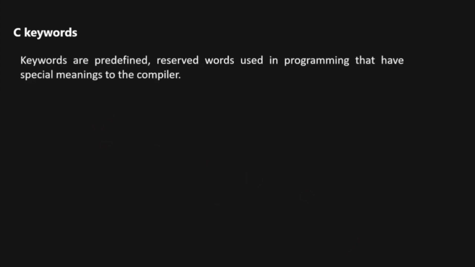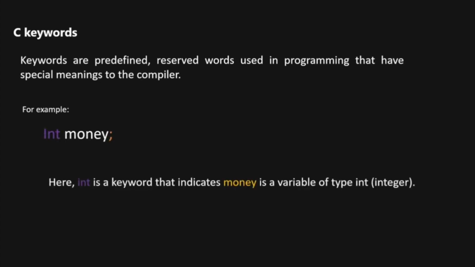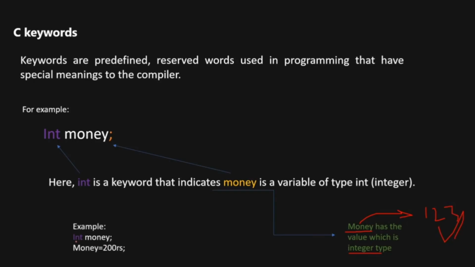Another is C keywords. Keywords are predefined reserved words used in programming that have special meaning to the compiler. For example, int money. Here int is a keyword that indicates money is a variable of type integer. Here you can see int is the keyword and money will store a value which is of integer type. For example, money is a variable which will store 1, 2, 3 as an integer, that will store only the integer value. So this int is a keyword.